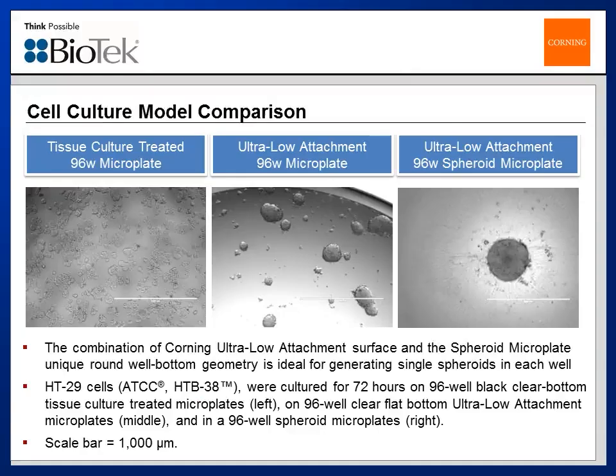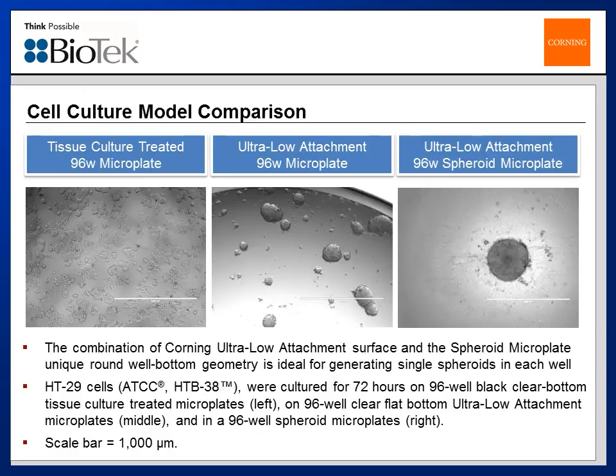On the far left are HT29 cells cultured for 72 hours in 96-well tissue culture treated microplates. And as you can see, this yields the typical adherent two-dimensional monolayer of cells that we're accustomed to seeing. Upon culture in a flat bottom, ultra-low attachment 96-well microplate, these cells then begin to form multiple cell aggregates. However, due to the flat bottom configuration, the spheroids are non-uniform in size, which can lead to variability in the results seen from treatment of each spheroid as well as within replicate wells.